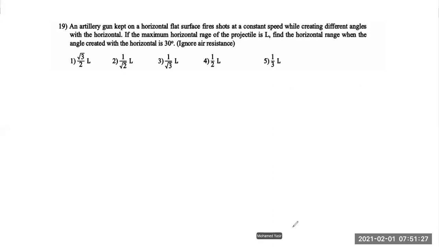And the next question. It's again a question under the projectile lesson. An artillery gun kept on a horizontal flat surface fires shots at a constant speed. That's important, constant speed, while creating different angles with the horizontal. So you can change the angle with the horizontal, but the speed cannot be changed. If the maximum horizontal range, it should be range as printing error here, maximum horizontal range of the projectile is L, find the horizontal range when the angle created with the horizontal is 30.